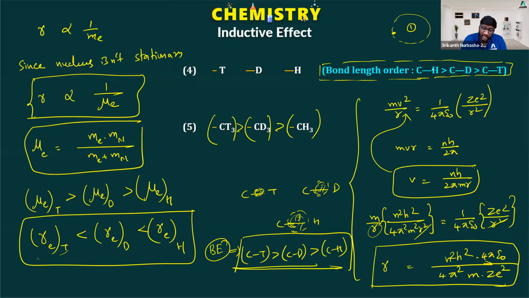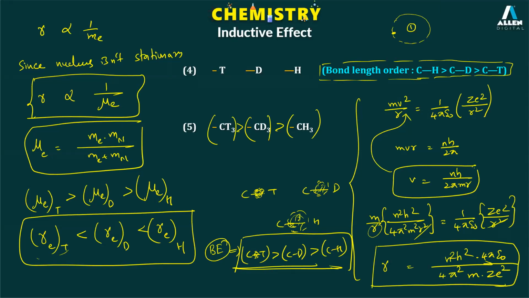So bond energy and bond length are going to be different. If the CT bond is stronger and more electron density is present in it, that is because the electron density is moving in a smaller radius, from this analysis. So electron density near the carbon is greater. CT3 will be a better electron donating group than CD3, then CH3, because in the CT bond more electron density is present in a smaller radius. So charge density is high. Everyone understood this or not?